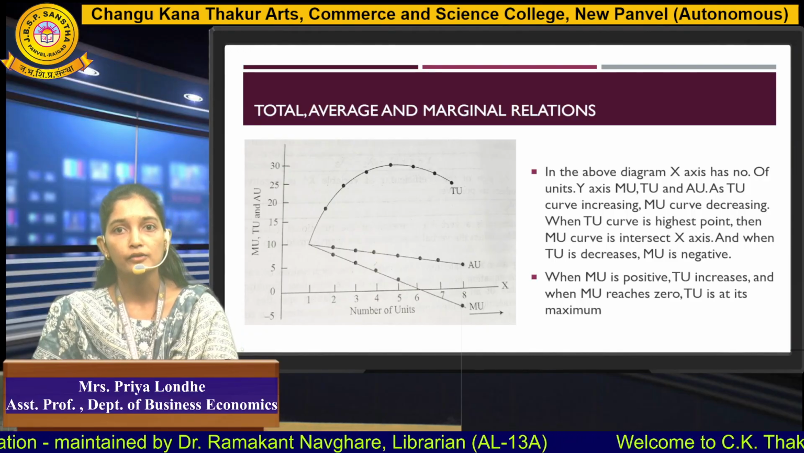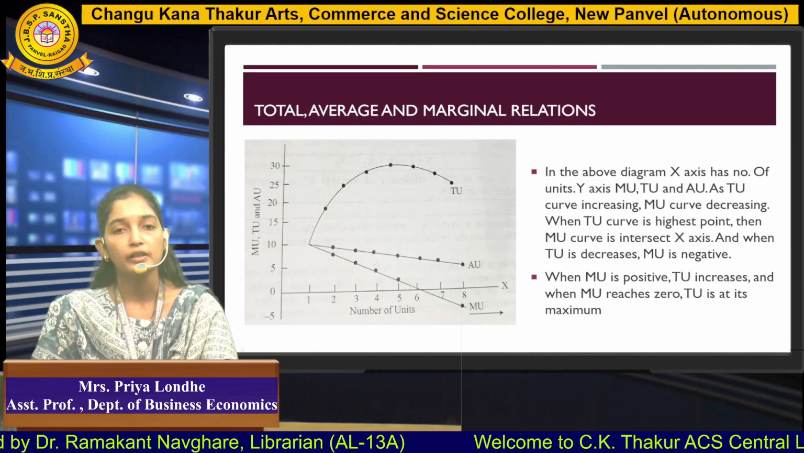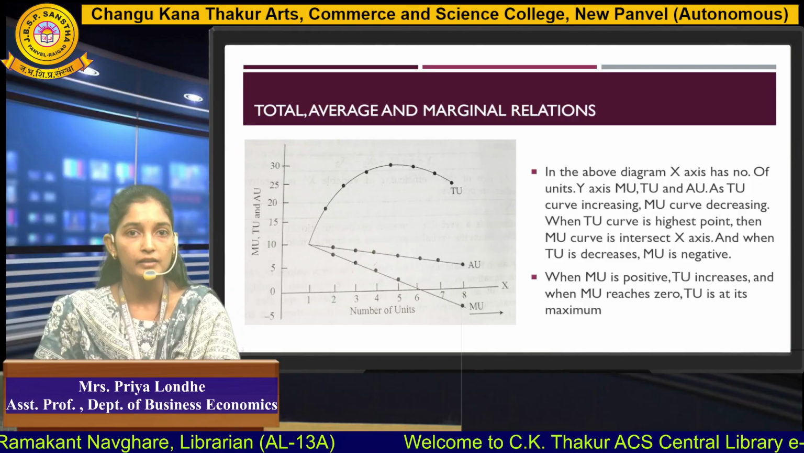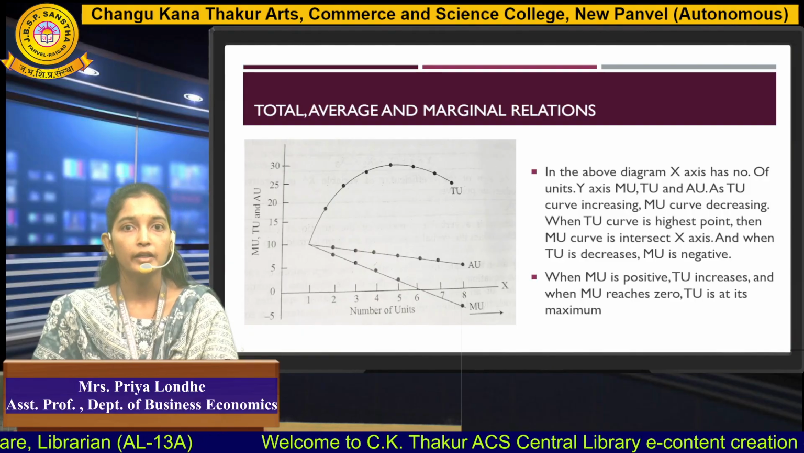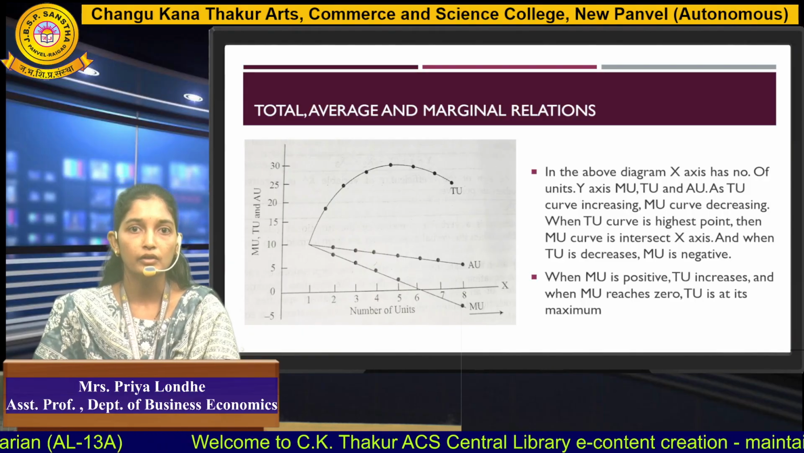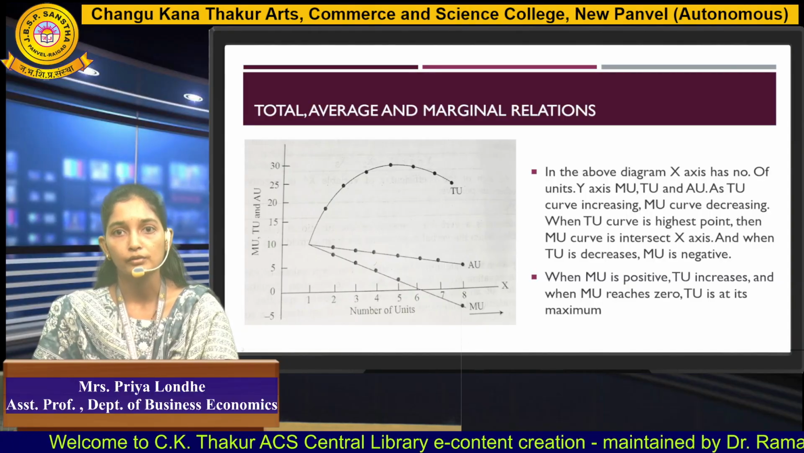As the consumer consumes more units of the same commodity, marginal utility goes on diminishing. We can see the marginal utility curve goes beyond the x-axis, so it goes negative, and the average utility curve is continuously downward sloping.